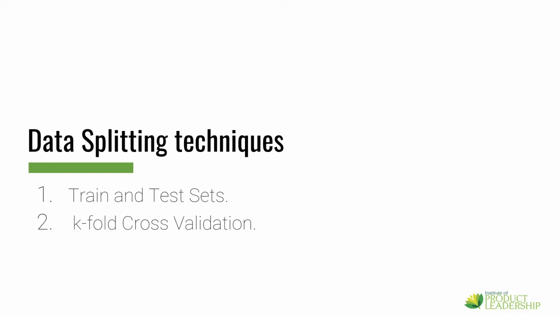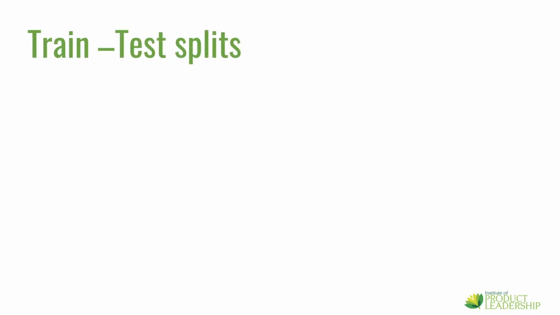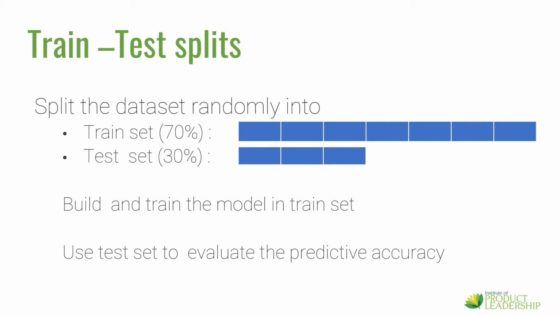The situation is called overfitting. To avoid it, it is a common practice when performing a supervised machine learning model to hold out part of the available data as a test set. So let's look at the first technique of data splitting, which is train test splits.